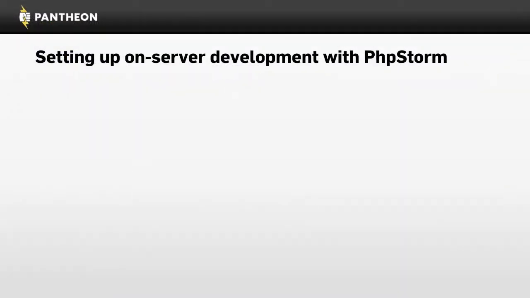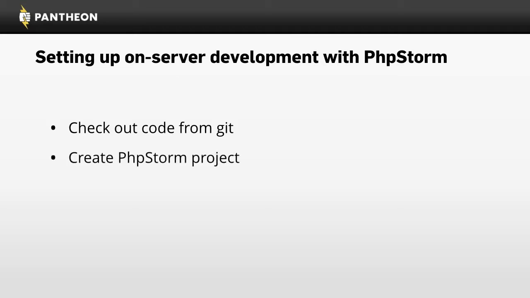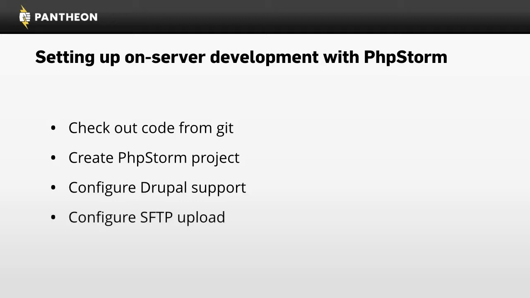To review, a couple steps are required to set up on-server development using PhpStorm. First, you'll need to check out the codebase using Git. Then, create the project within PhpStorm using the local copy of the site's codebase. The project should be configured to include Drupal support, which will make development a lot easier. Finally, set up SFTP uploading to allow files to be automatically transferred to the Pantheon development environment.